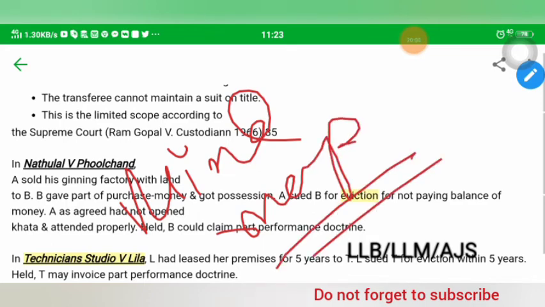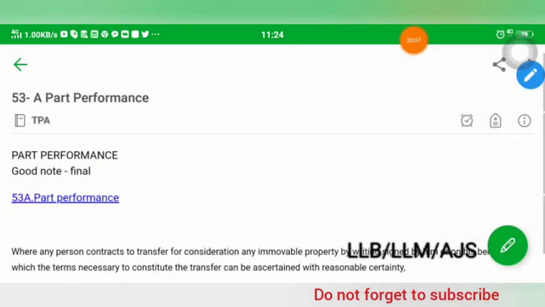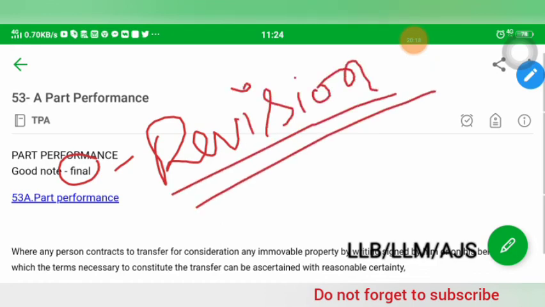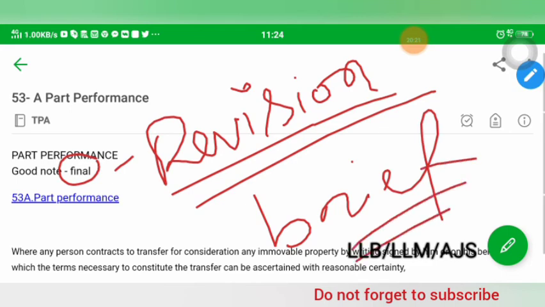So this note that I have made was really very short for final exam revision. It's brief, but it has good content, so it can be helpful for you. At least I have explained the concept itself. You can choose more cases.